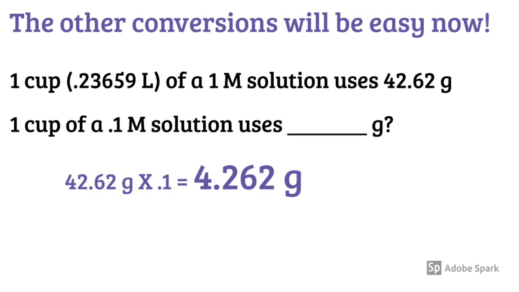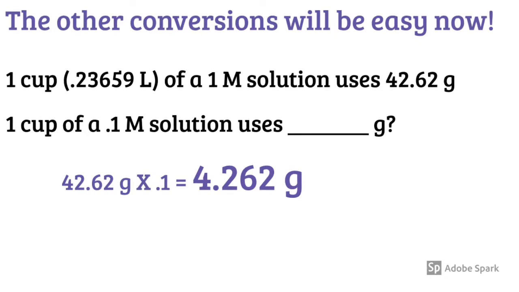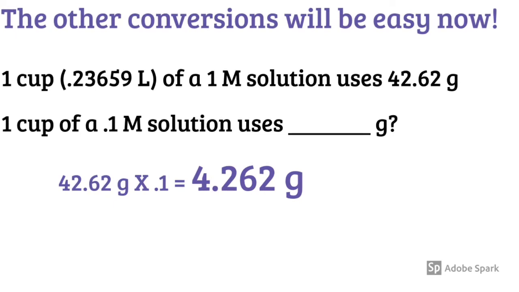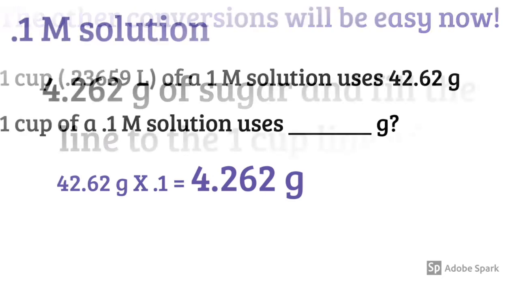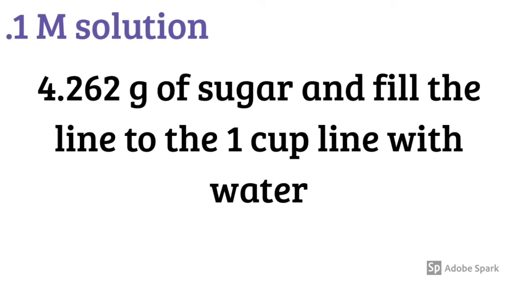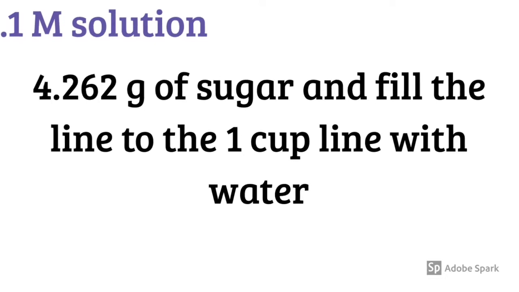Next, we'll be creating a 0.1 molar solution. And this one's going to be a lot easier to convert because I already know that 1 cup of a 1 molar solution uses 42.62 grams. So if I want to make 1 cup of a 0.1 molar solution, I'm going to multiply my grams by 0.1. I need 4.262 grams. Now my scale doesn't go to the decimal places, so I'll get as close as I can with 4 grams of sugar, and then fill the line up to the 1 cup line with water.